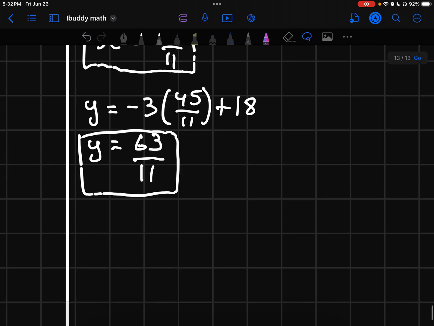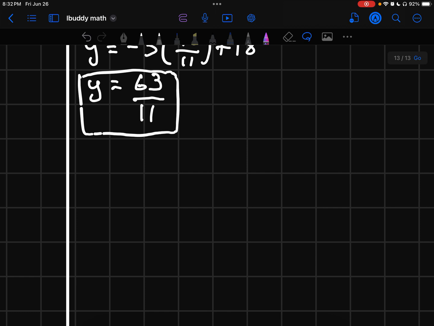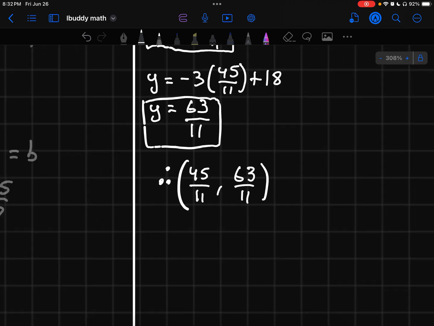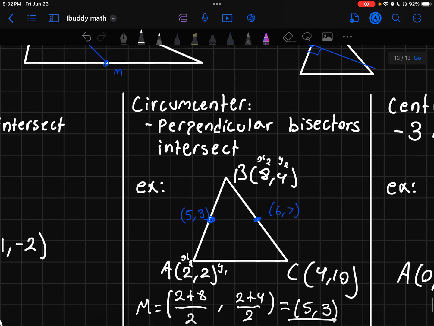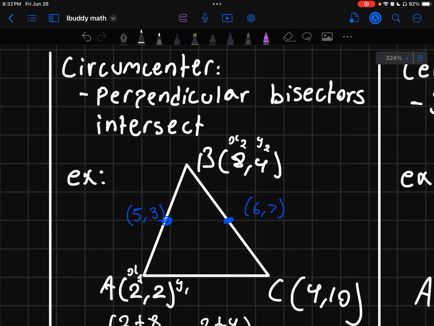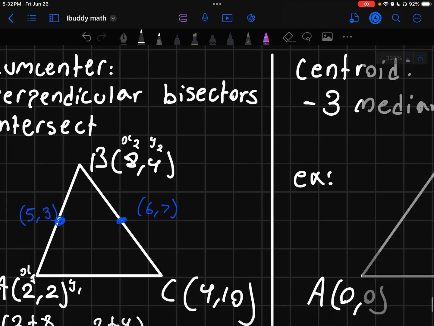And that leaves us with a final answer of 45/11 as the x and 63/11 as the y. So this is how you solve for the circumcenter. And now let's move on to how to solve for the centroid.